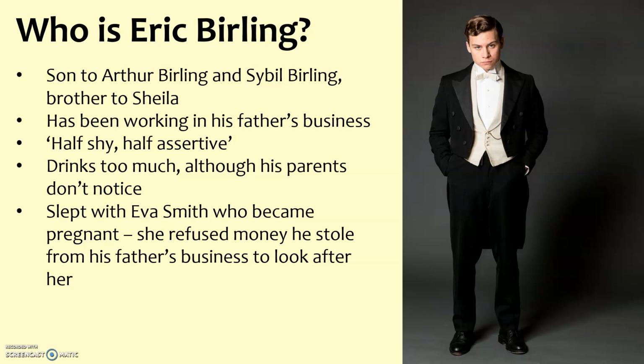He slept with Eva Smith, so this is his link to the girl, and she then became pregnant. She refused money. He then started stealing money to try and support her because he didn't have much of his own money to access easily, so he started stealing from his dad's business. She refused to take that money when she found out that it was stolen.